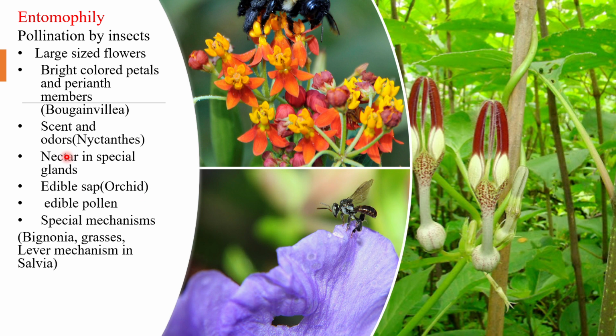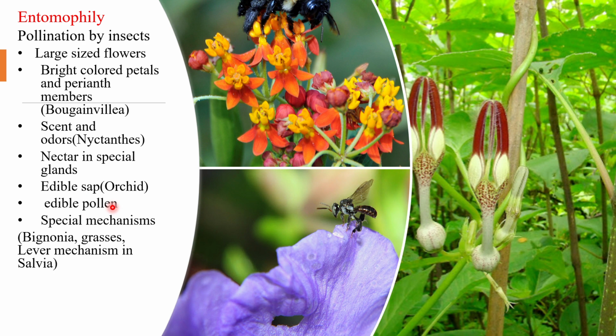And nectar in the special glands also helps in pollination. These are the sugary liquids secreted by special glands found in different positions in the flower. The glands are often concealed within corolla tubes and spurs. This requires searching by the insect, which in the process gets dusted with pollen grains. Then edible pollen is also one of the factors contributing to insects visiting flowers.